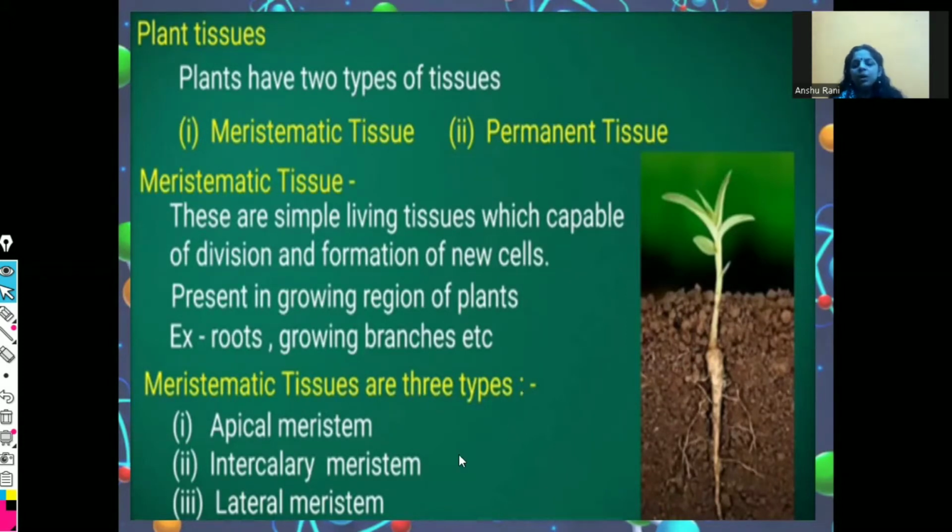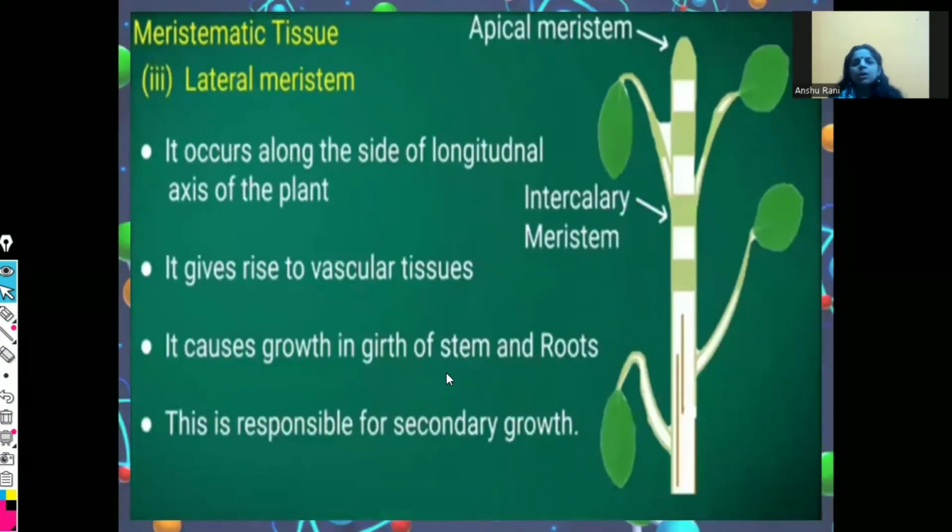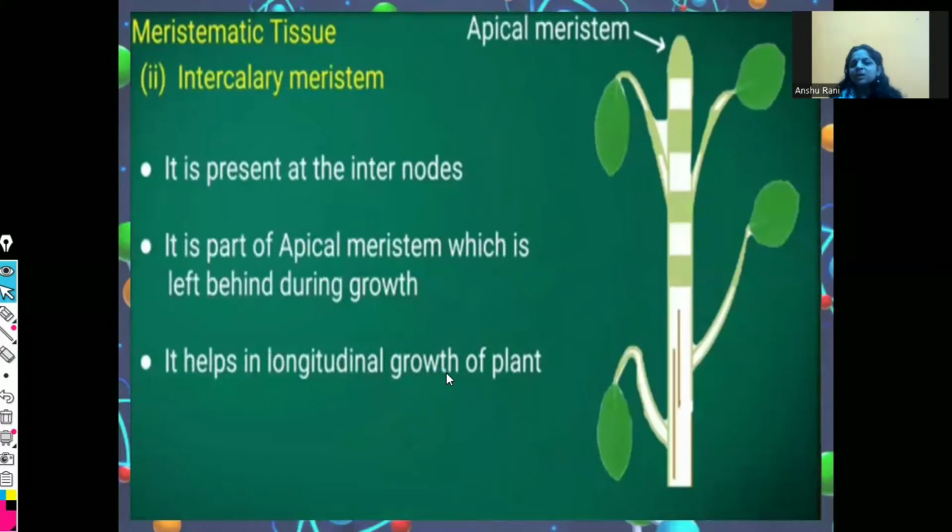Then we have apical meristematic tissues. You can see here on the tip of the shoot or on the tip of the root. Because of that, their shoot and root is growing. These tissues lead to elongation of the stem and root, and they are involved in growth of the plant. Means the height which is gained by that plant is because of growth of these apical meristematic tissues. Then you have intercalary meristematic tissues.